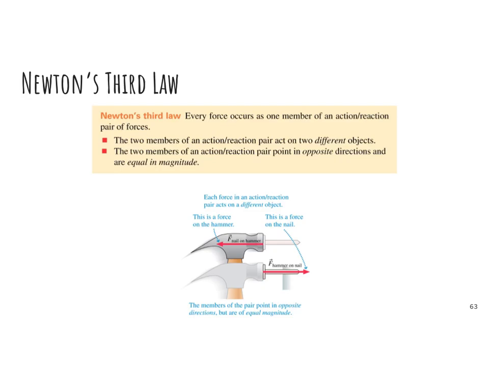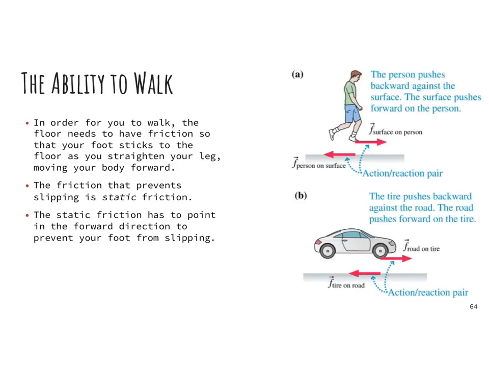Newton's third law states that every force occurs as one member of an action-reaction pair of forces. So going back to the hammer on the nail, there's a force of the nail on the hammer, and there is a force of the hammer on the nail. Each force acts on a different object, but the members of the pair point in opposite directions and are equal in magnitude, as we will see in our demonstration. It's a pair of forces.